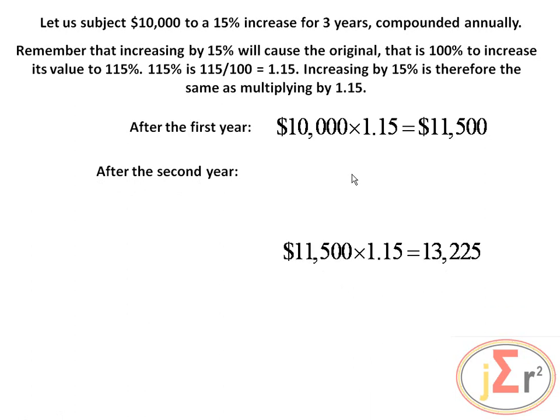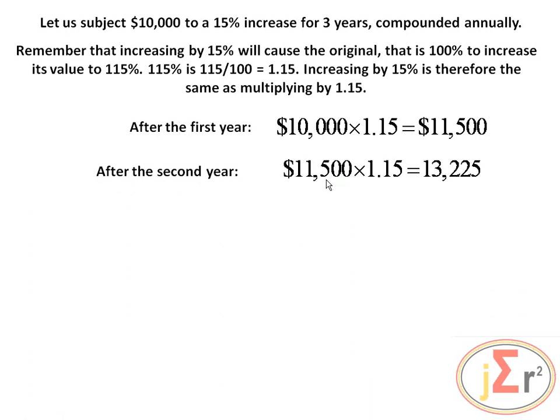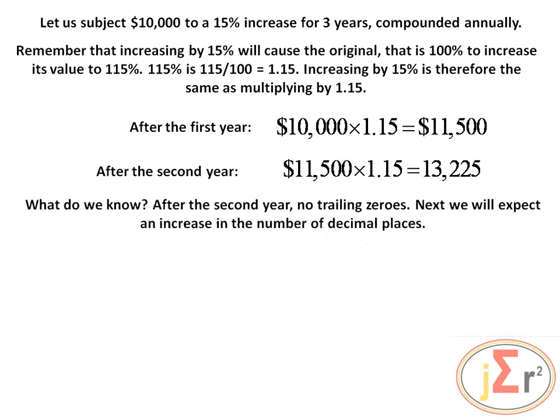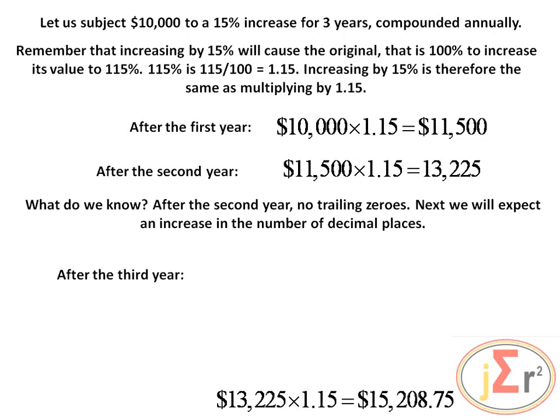After the second year, what do we know? We now do not have any trailing zero when we had 4 to begin with. So we see that increasing by a particular percentage has the tendency to decrease the number of trailing zeros. After the second year, no trailing zero. Next, we will expect an increase in the number of decimal places. So we are going to do that for a third year and see what happens.